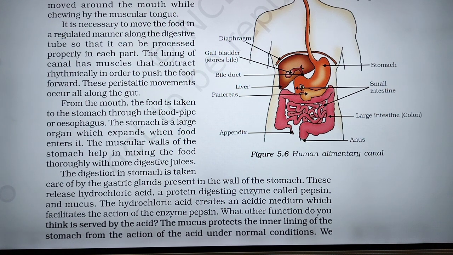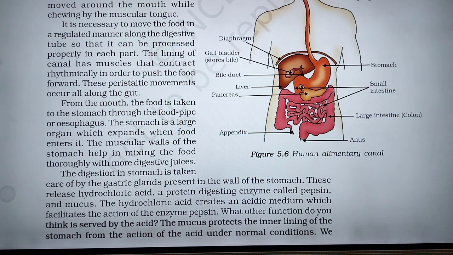Now the lining of the canal has muscles that contract rhythmically in order to push the food forward. It means that with the help of the esophagus, the food comes downward to the stomach. This peristaltic movement occurs all along the gut, which is the digestive system. Peristalsis is a movement that helps the food to move in the forward direction.